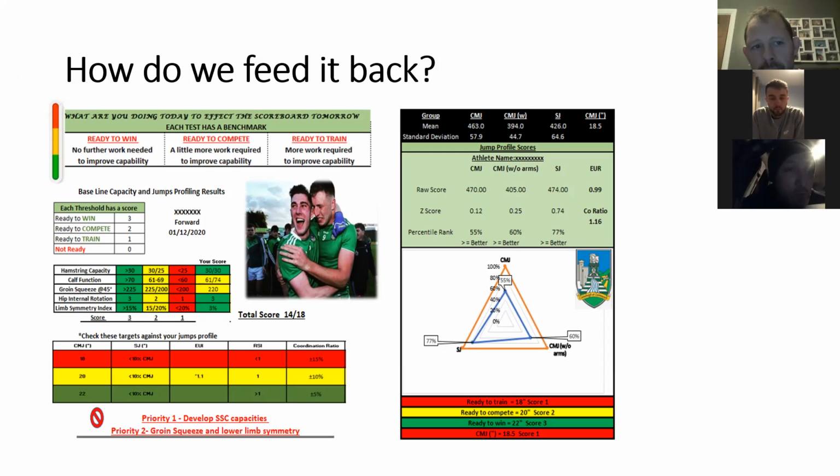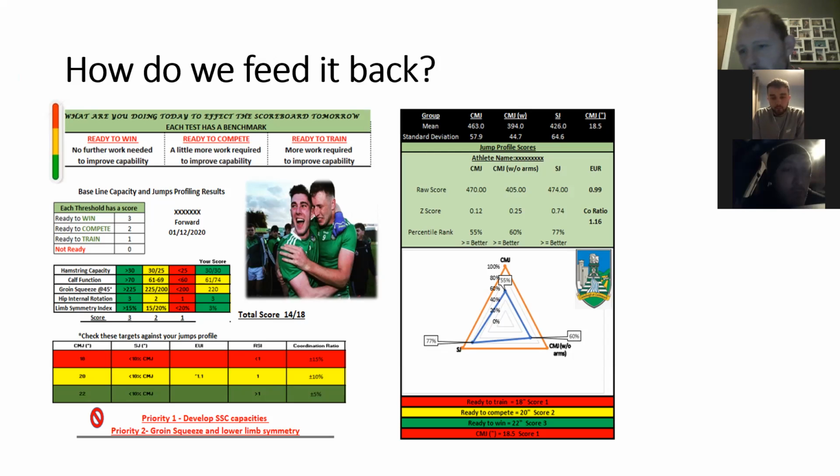Ready to win means that there's no further work needed to improve that capacity, all right? So if you're that, you score a 3, and that's a green, okay? Ready to compete means there's a little bit more work required in order to improve that capacity, all right? In that case, you're scoring a 2 and you're on a yellow. And if you're only ready to train, right, there's more work needed. You only get scored a 1, right? And that's a red. So it's a really good way of relaying it back to the athlete and the coach.